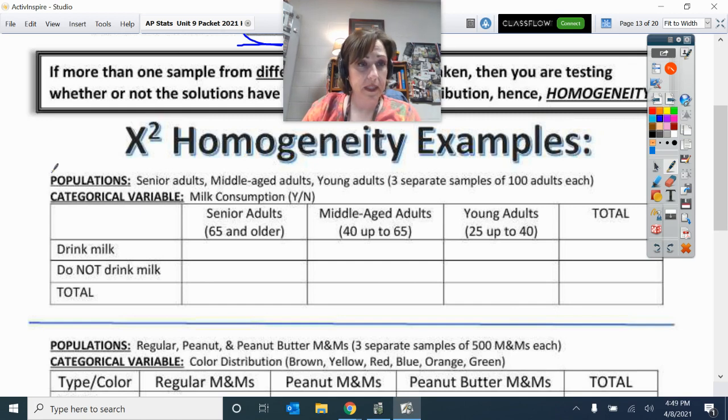So here we go. We have a situation where here are the populations: senior adults, middle-aged adults, and young adults. So look here, three separate samples of 100. So I'm going to randomly select 100 from the seniors, 100 from the middle-aged, and 100 from the young adults. Three separate populations, three separate samples. Then I'm going to check one variable, milk consumption. And in this case, yes or no, do they drink milk regularly? So that's my one variable tested amongst those three populations.